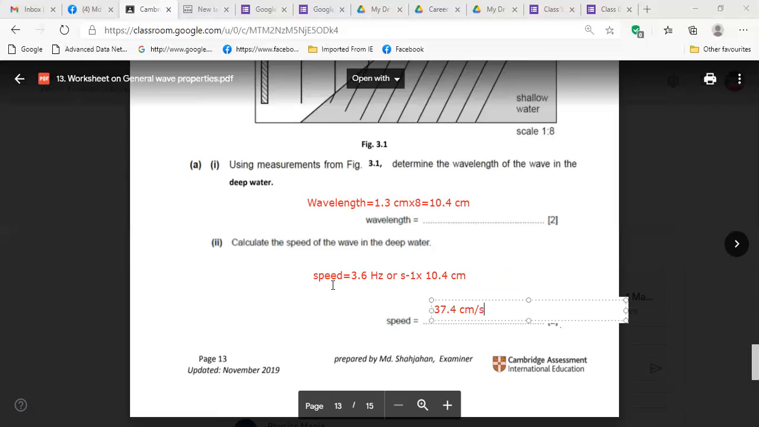How you are getting that meter per second or centimeter per second, that one I am showing you here, right? Is it clear? Yes, sir. This way we are getting the solution of this part. So can you send it to our group, please?